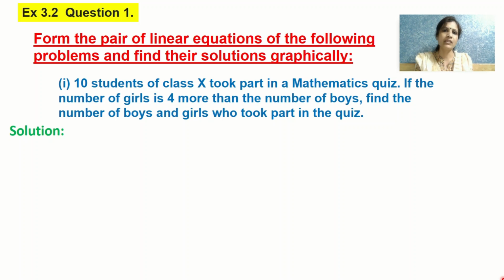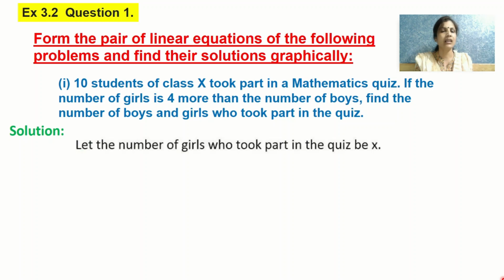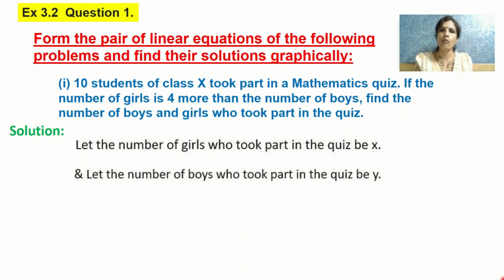In this, your first example is 10 students of class 10 took part in a mathematics quiz. If the number of girls is 4 more than the number of boys, find the number of boys and girls who took part in the quiz. So like how we are reading the sum, we have to consider x and y for the given statements. So we will consider the number of girls who took part in the quiz be x and the number of boys be y.